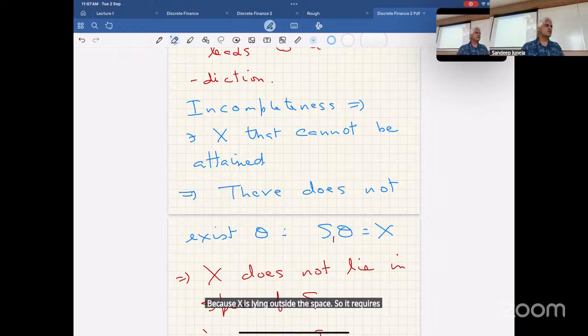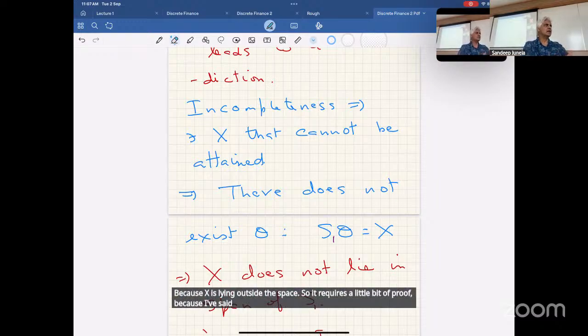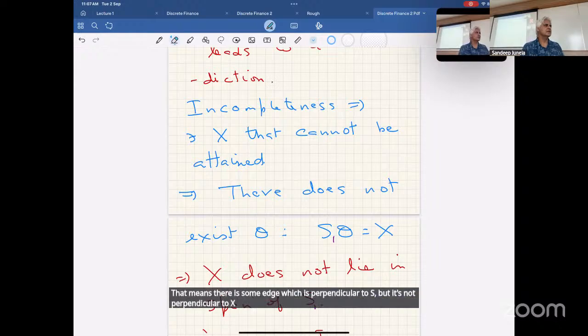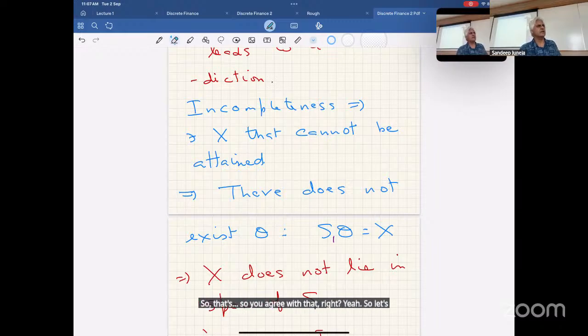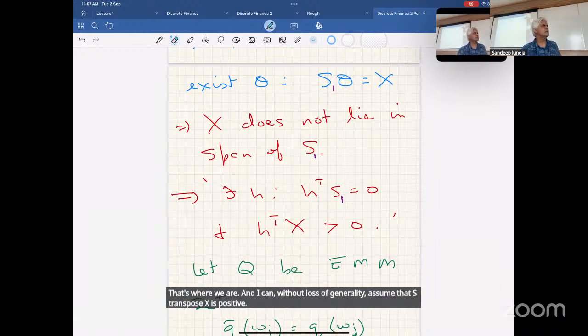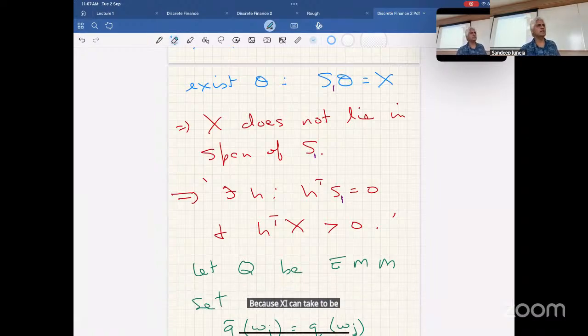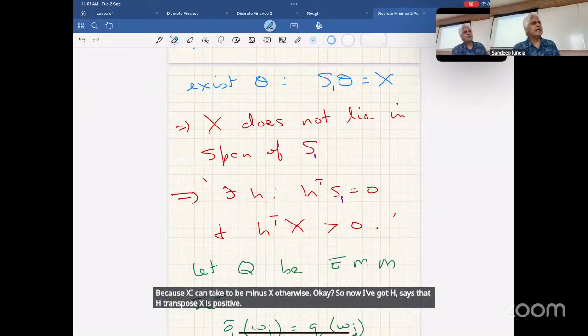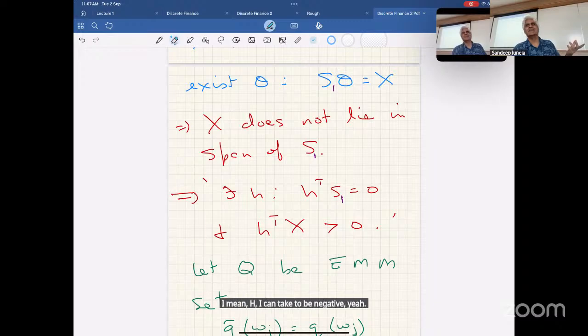So it requires a little bit of proof. Because I've said X lies outside, that means there is some H which is perpendicular to S, but it's not perpendicular to X. So let's agree with that right now. Without loss of generality, I can assume that H transpose X is positive, because otherwise I can take minus X. H transpose S was 0, and minus H transpose S is also 0. But now H transpose X becomes positive.